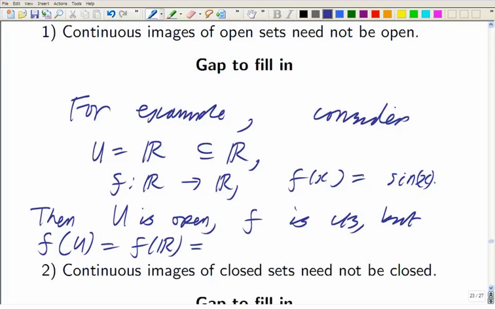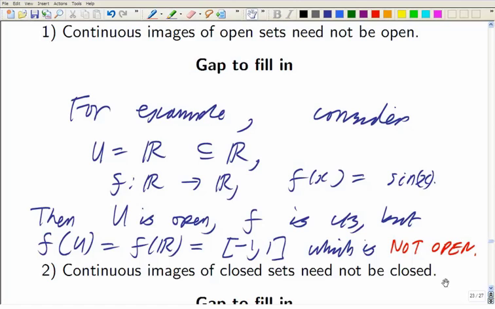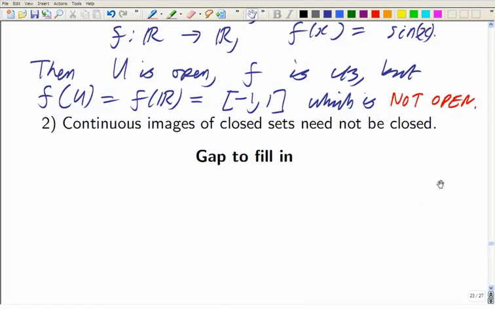What do you get if you look at all the possible values taken by the sine function? What set do you get? Closed interval minus 1 to 1. I'll remind you, the fact that it's closed is not what we're after here, but the fact that it's not open is what we're looking for. It's got two non-interior points, one at each end. Right, what about continuous images of closed sets, which need not be closed?